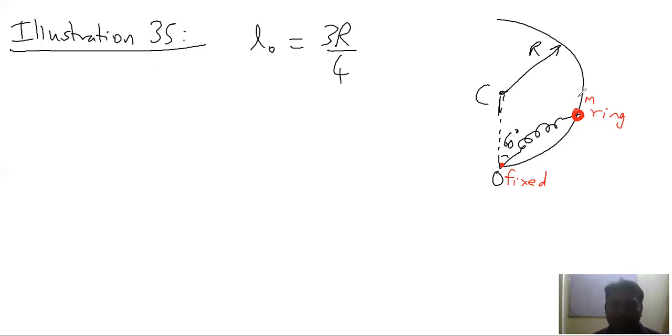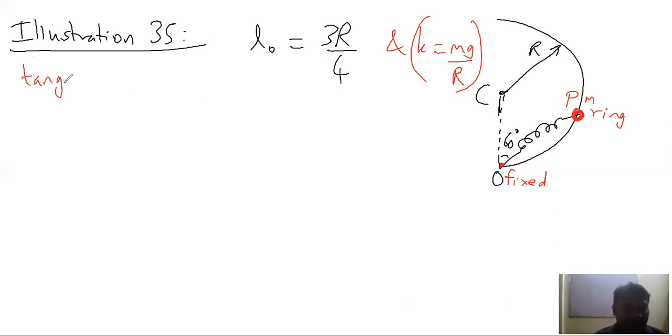The ring is held stationary at point P, so that the spring makes an angle of 60 degrees with the vertical. The spring constant is given to us as mg upon r. So spring constant K is mg upon r. Now in this case, we have to find the tangential acceleration of the ring, and we also have to find the normal reaction between the ring and the track.